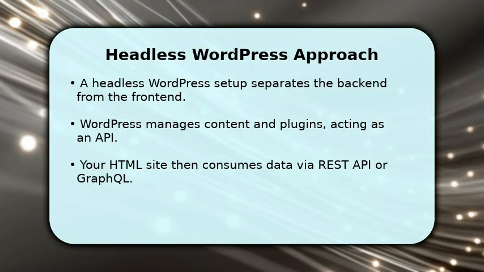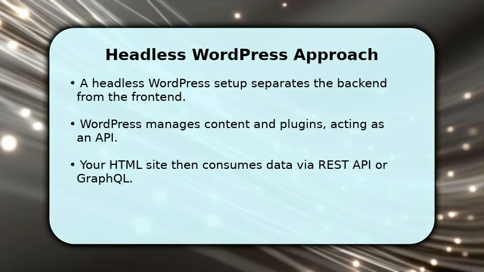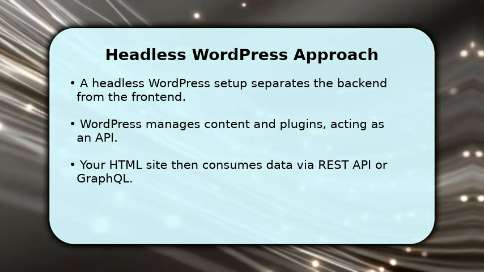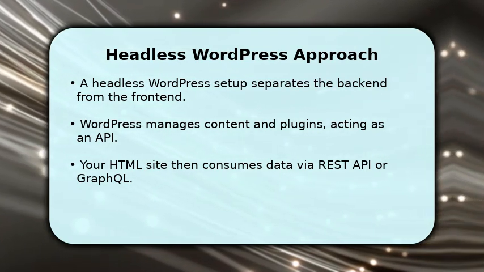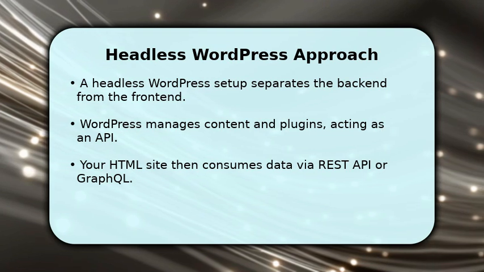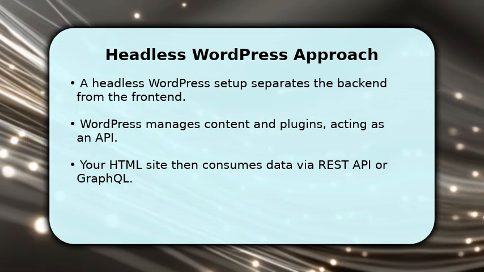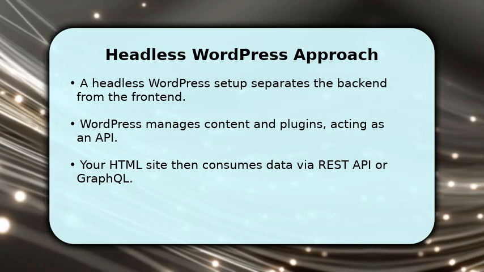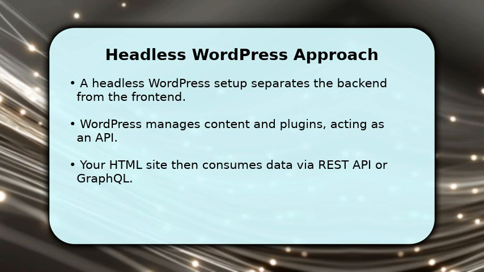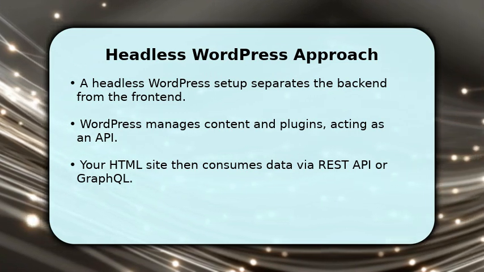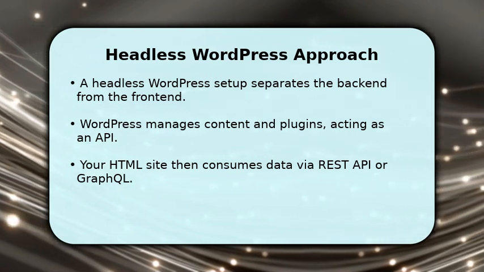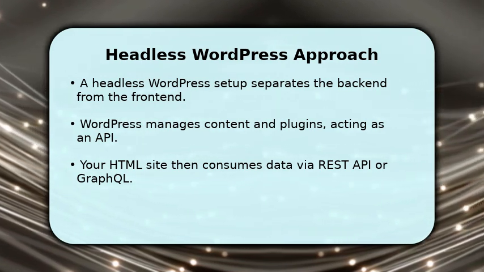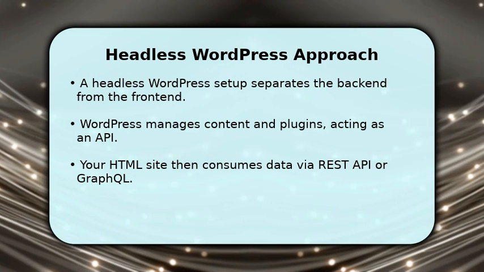The most effective way to utilize WordPress plugins with an HTML site is through a headless WordPress architecture. Here, WordPress serves purely as a backend content management system, handling all your content and plugin functionalities. It exposes this data through its built-in REST API or a GraphQL layer. Your static HTML website then acts as the front end, fetching and displaying this information dynamically. This method provides immense flexibility and power.